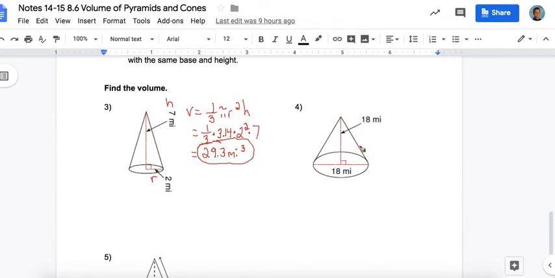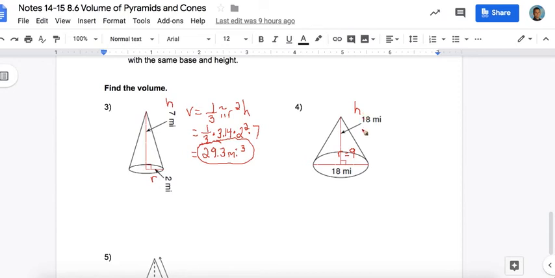Okay, number 4. Okay, we have the measurement here. Is that the height? It sure is. It's not the slanted height, it's the real height. But notice down here, it goes all the way across. So if it goes all the way across, that is the diameter. But for the formula, we need the radius. So what's half of 18? Good. Half of 18 is 9, so the radius would be 9.